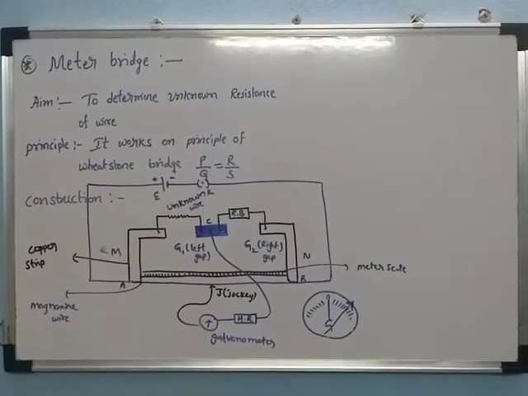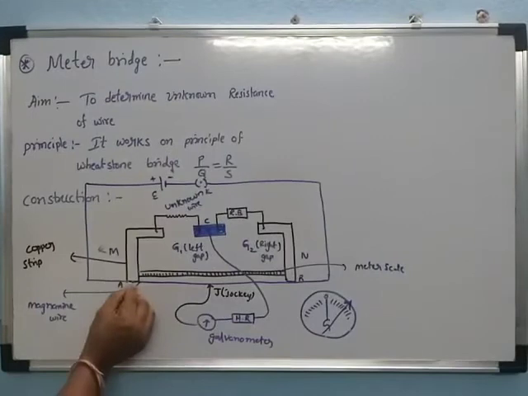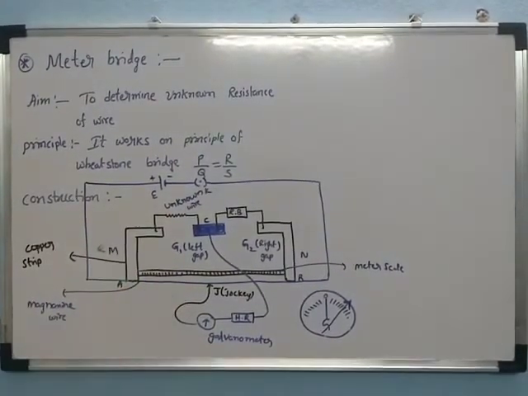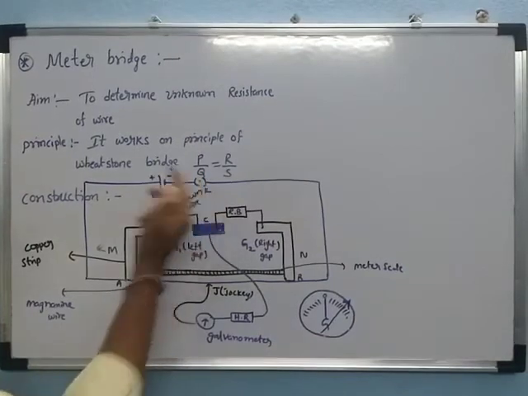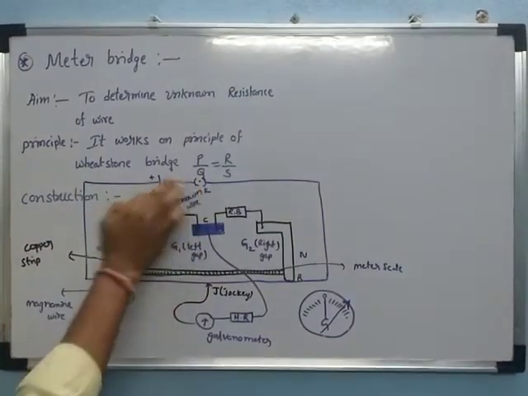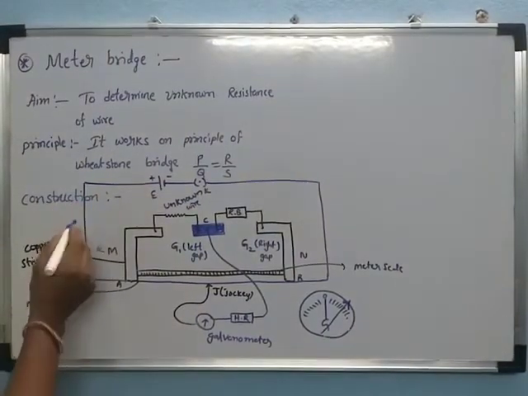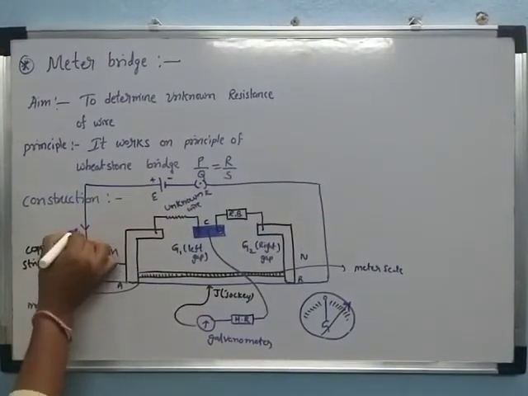Now we start the experiment. The jockey is pressed at various points. When the plug key is closed, the current passes through from the battery of EMF E.